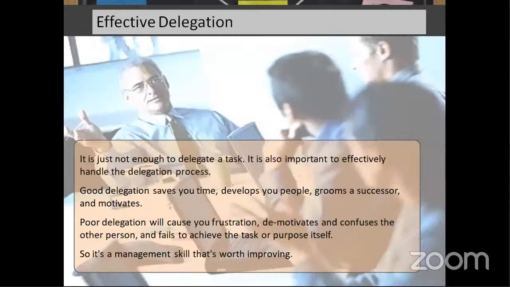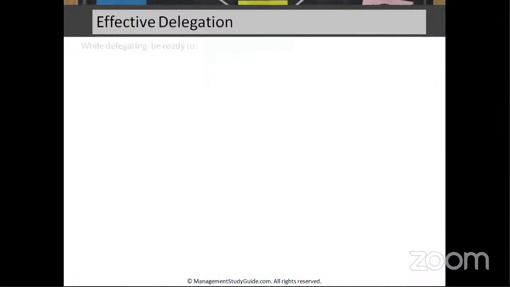Okay, effective delegation. It is not just enough to delegate a task. It is important to effectively handle the delegation process. Good delegation saves you time, develops your people, grooms a successor, and motivates. Poor delegation will cause you frustration, demotivates and confuses other people, and fails to achieve the task or purpose itself. So it's a management skill that is worth improving.